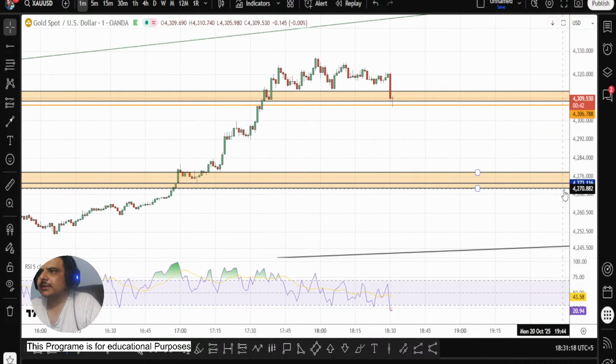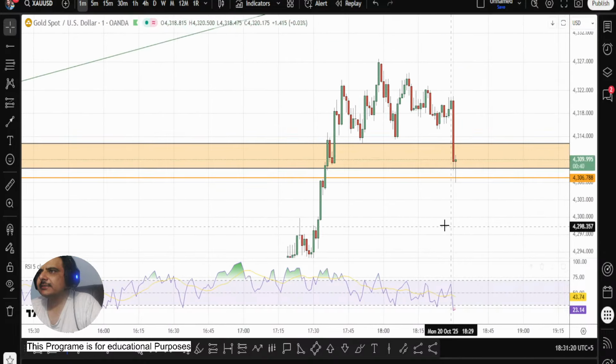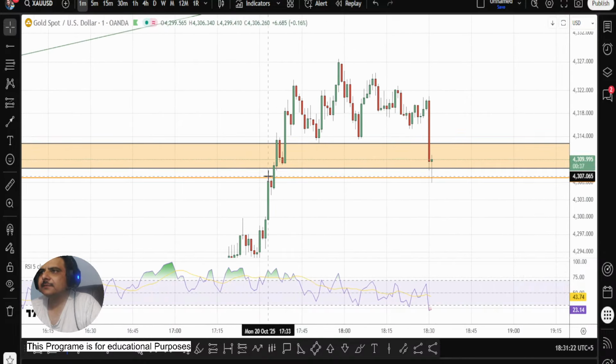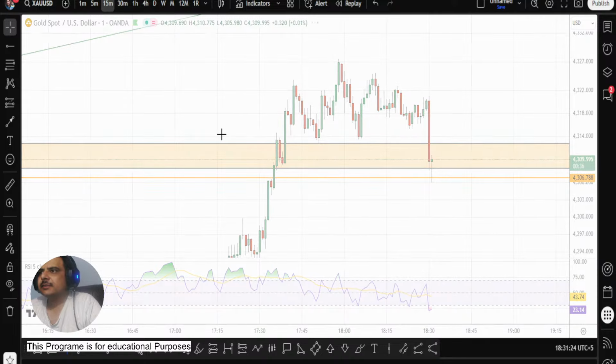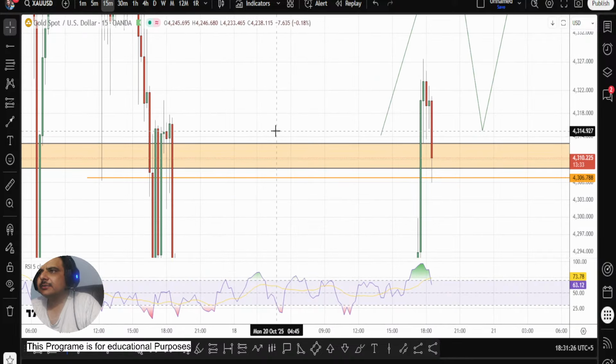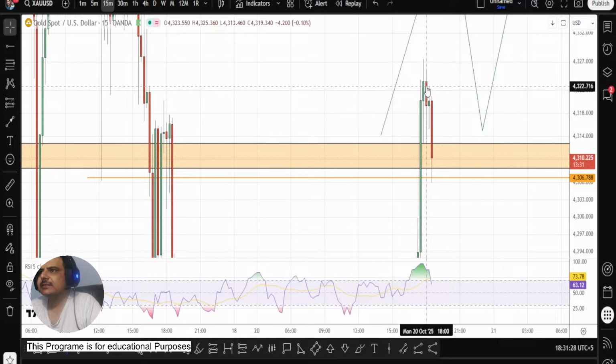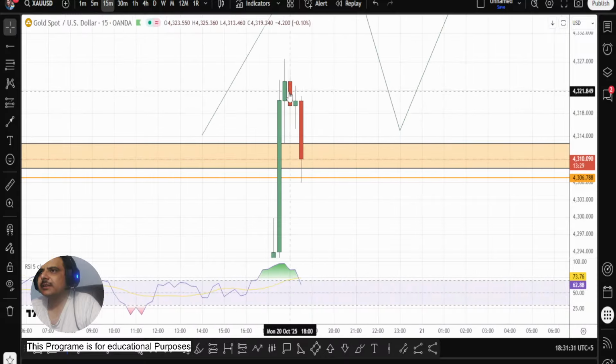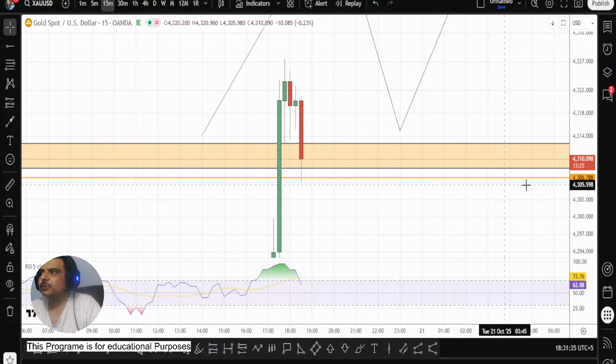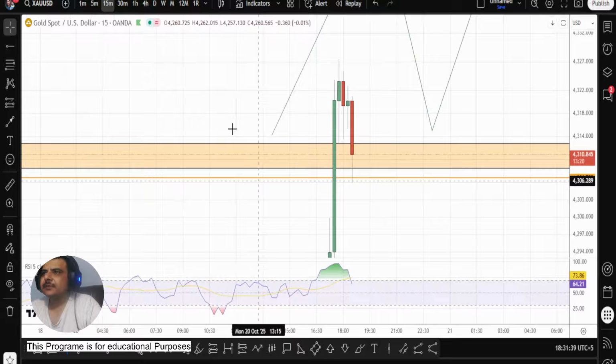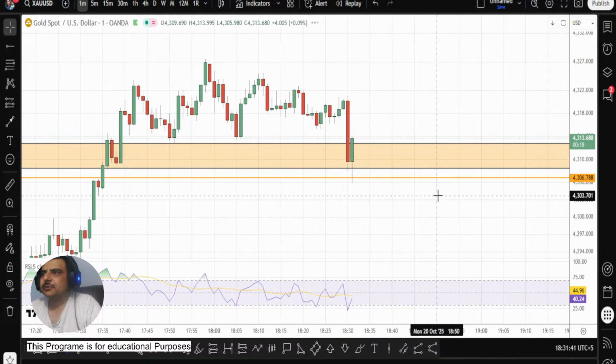Wow, got a rejection. Got a rejection. Let's see if they can defend, if they can defend or not. See, what did I say right here? That on the 15-minute candle, this is a confirmation for a drop. And it dropped to 4306. Now we have to observe it on the 1 minute.